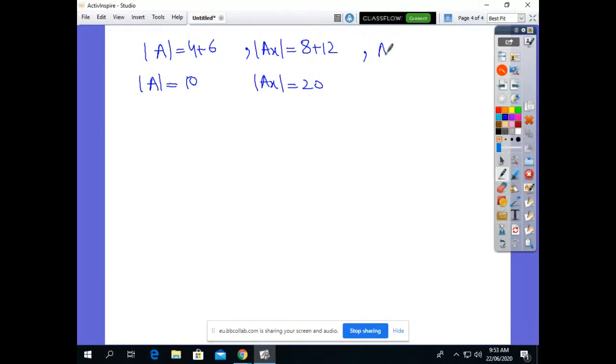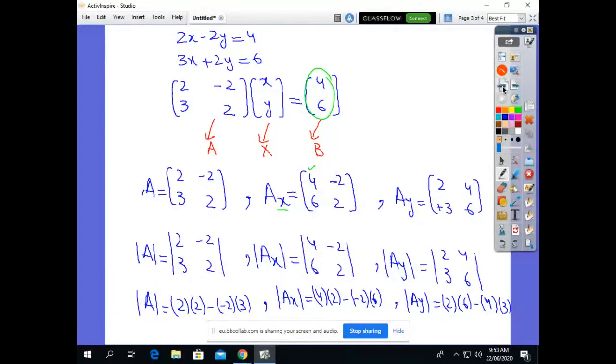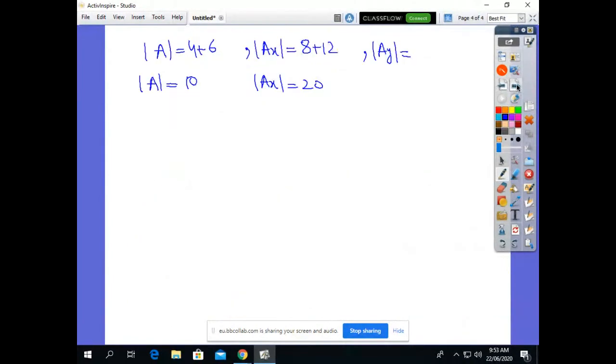And similarly, the determinant of AY becomes 12 minus 12, which is equal to 0. Now we find x.